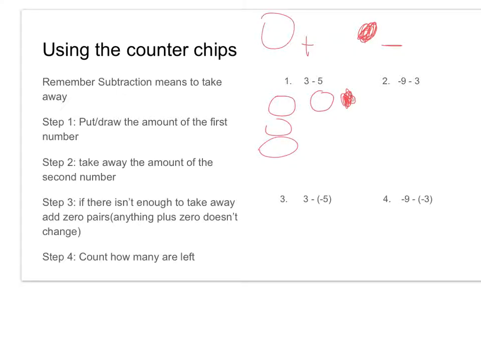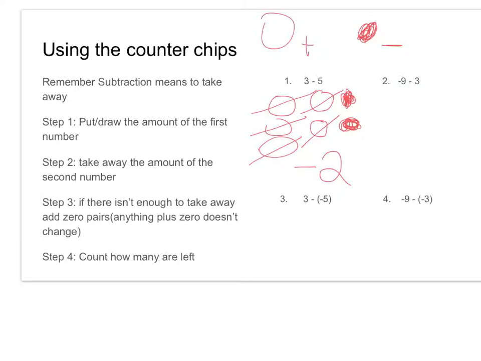Okay, does that give us 5 negatives yet? No, so we're going to add in another pair. So you're going to add as many 0 pairs as you need to get the amount you're going to take away. So now I see that we have 5 positives that I can take away. So here's 1, 2, 3, 4, 5. How many are left over? We have 2 negatives, so our answer is going to be -2.